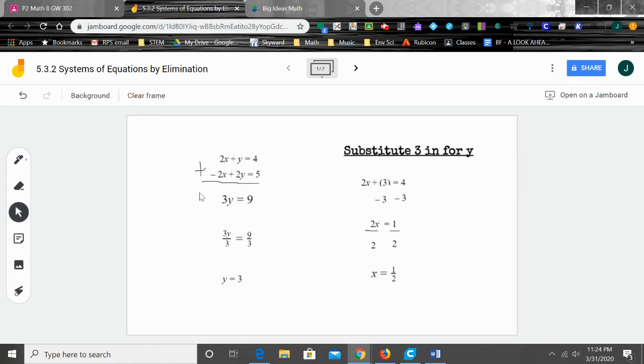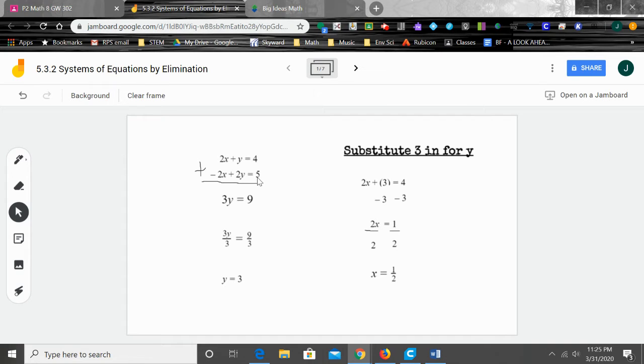Then what we have to do is figure out, okay, how are we going to eliminate? So we have a 2x and a negative 2x. So what operation do I need to get this to become a 0? So if I add 2x and negative 2x, that becomes 0. And then we were just adding each part individually. So y plus 2y is 3y, and 4 plus 5 is 9. Divide both sides by 3, and y becomes 3.